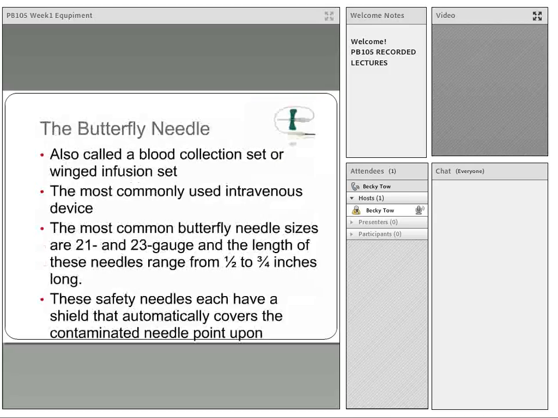This needle is called the butterfly needle, and it's gotten its name most probably because of this little butterfly appearance of the wings on it that you hold. This is also called an infusion set, and it's used to draw blood from small veins. Most of the time, the needles are 21 or 23 gauge.